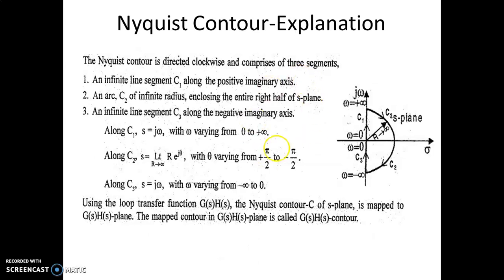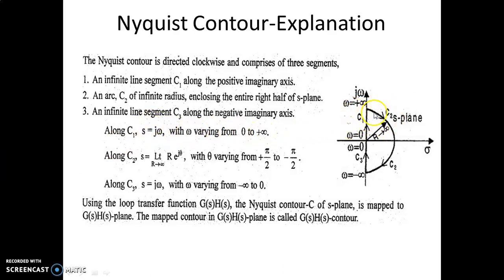So if you are taking the first one, in this there is no pole at the origin or on the imaginary axis. Here we have three sections, C1, C2 and C3. Here the C1 section is on the imaginary axis, where the frequency varies from 0 to plus infinity.